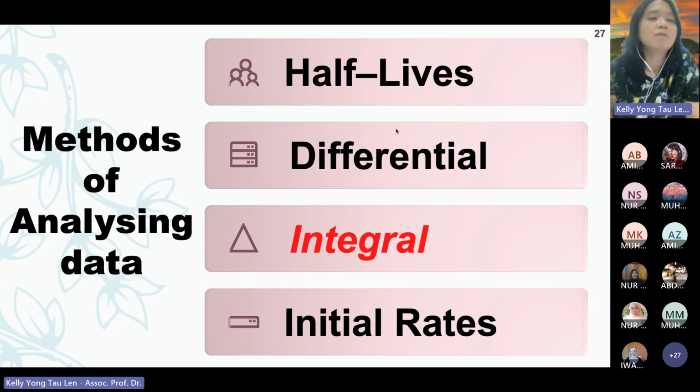So we're going to go to the third method, integral, which is the last of the top 3 methods that we will discuss thoroughly. And initial rate is just something that I will explain to you, but you will not be further evaluated on your understanding of the fourth method, right? So this should be quite a short lecture for today. So next one is the integral method, right?